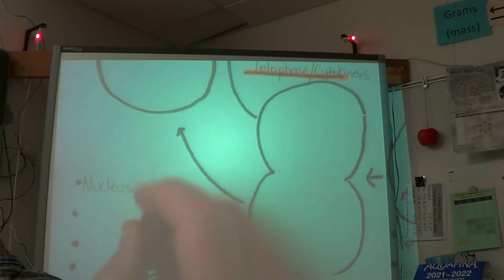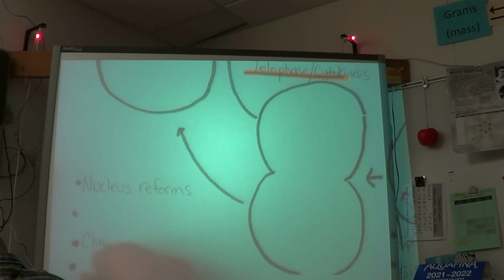So those are some kind of big things that happen. So the nucleus is going to reform. The chromosomes go back to chromatin, right? So we're uncoiling the DNA. That's one of the key things. We're not actually going to draw the uncoiling process yet. But it's what starts to happen.